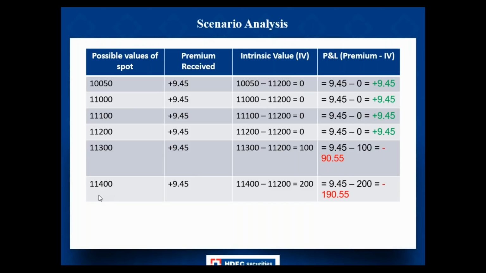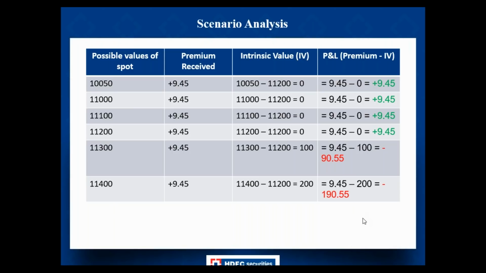Similarly, if Nifty expires at 11,400, the premium that I've already received is 9 rupees. My intrinsic value would be spot minus the strike price, that is 200. So 9.45 is the premium that I've received minus this intrinsic value, that is 200. So if Nifty were to expire at 11,400, my loss would be 190.55.